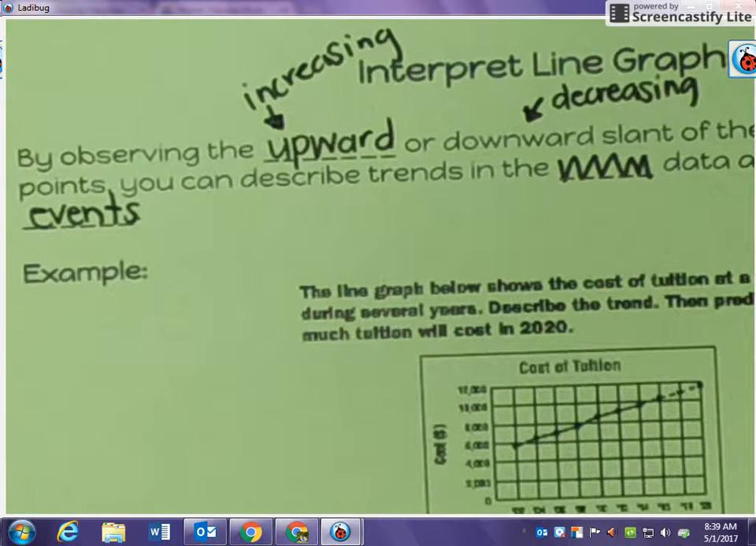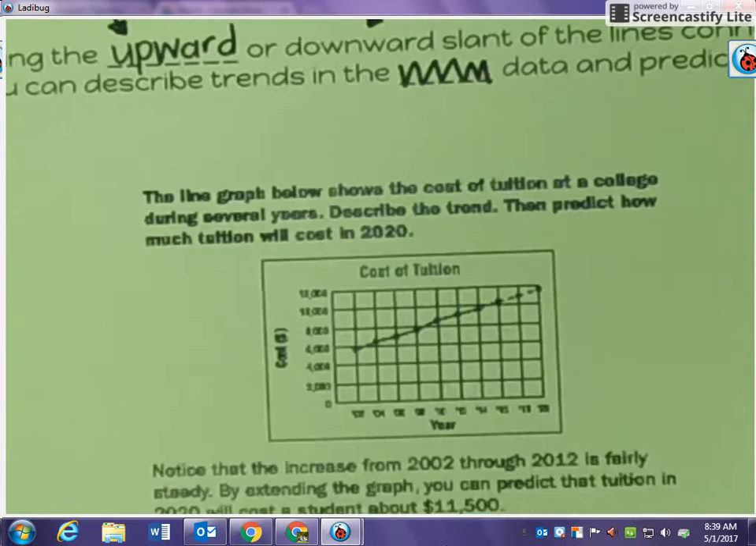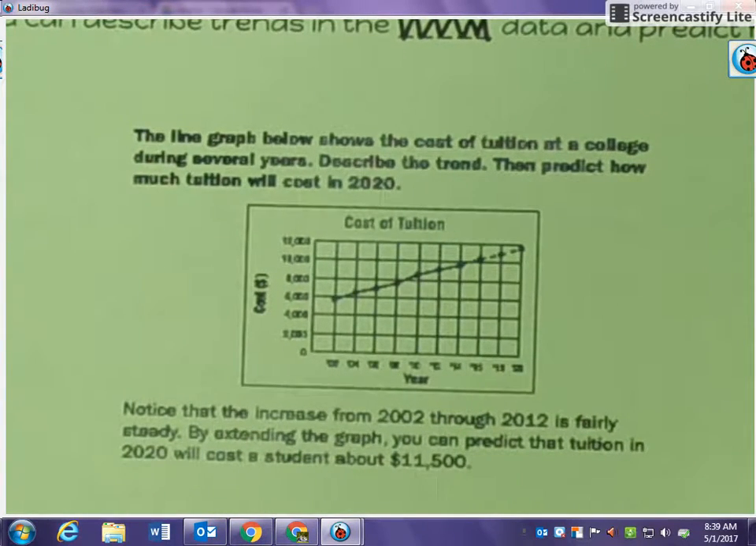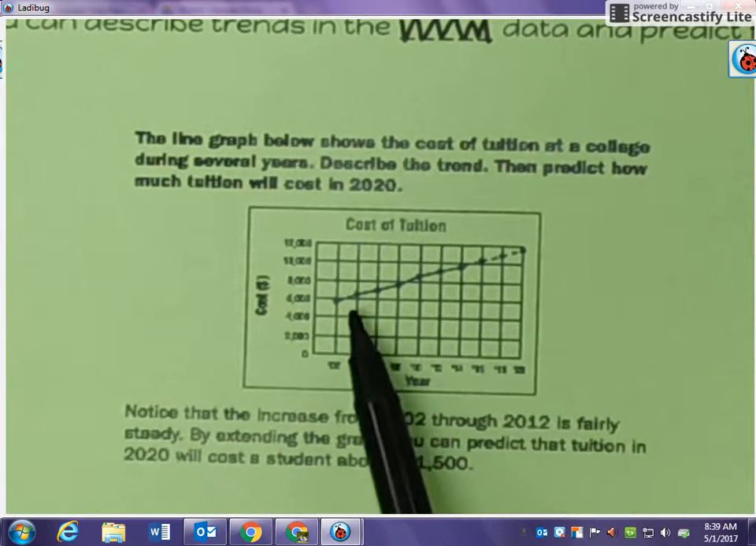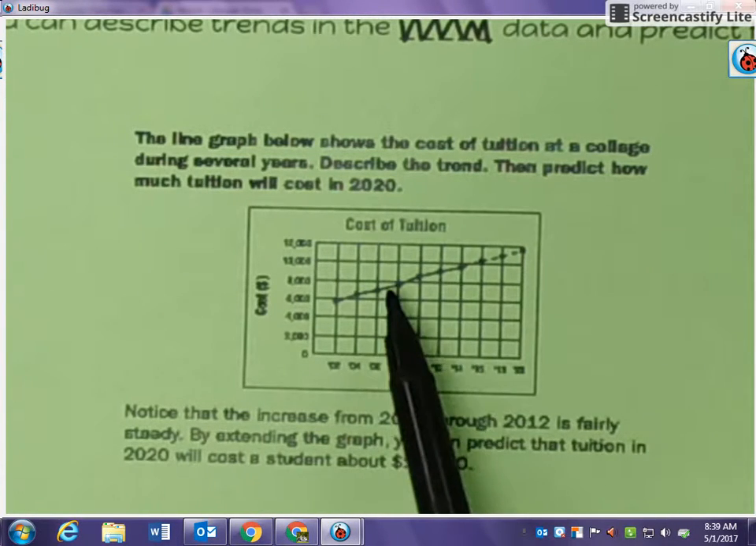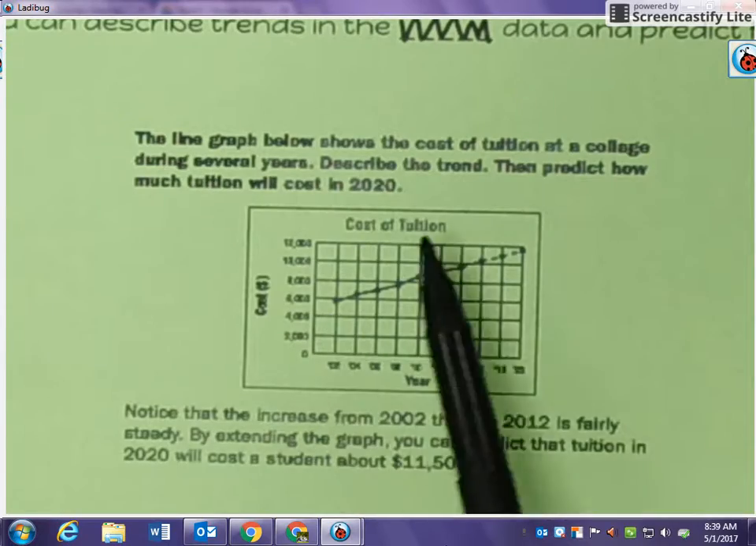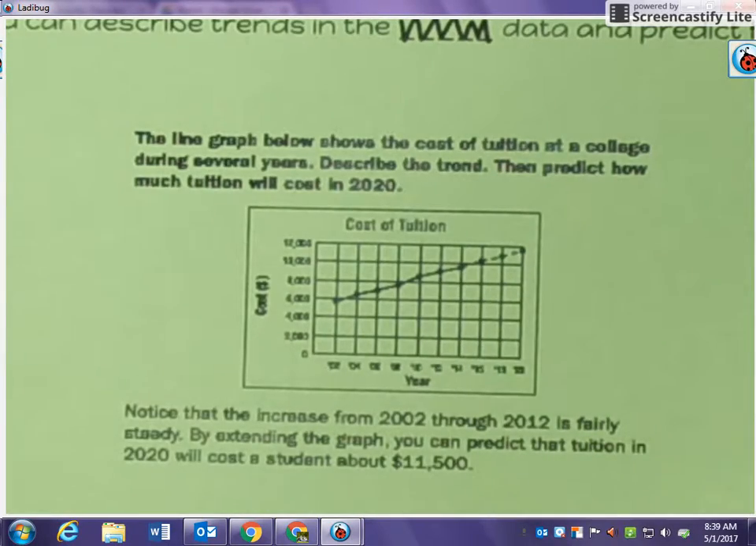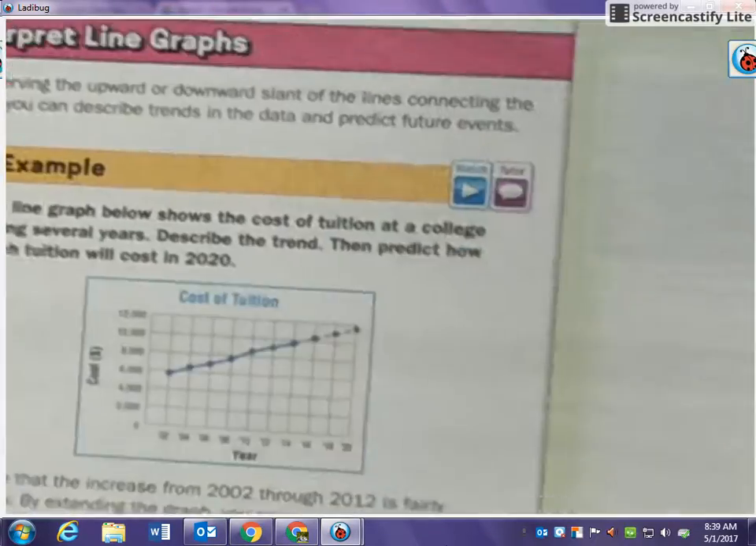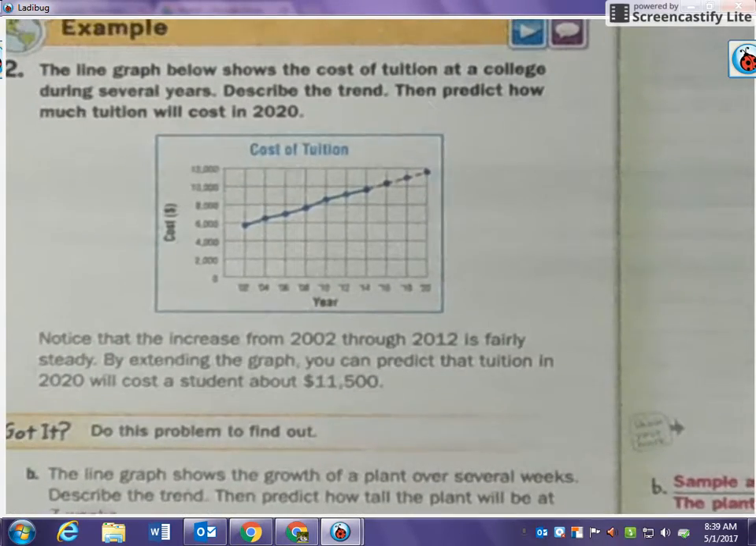So, when we're interpreting, the graph will already be done for you, and then you just are going to describe what's going on. Very easy lesson, right? Because you've been dealing with line graphs for a couple of years. So this one, it shows the cost of tuition at a college during several years. Describe the trend. Then predict how much tuition will cost in 2020. I'm going to show you the nice graph in my book so you can see it a little better.